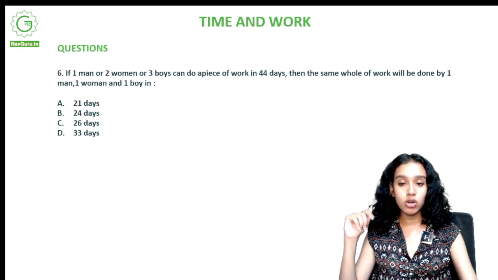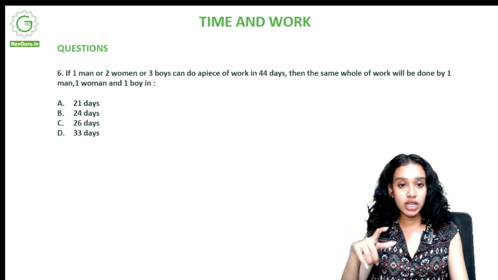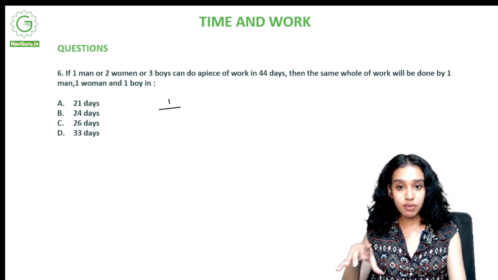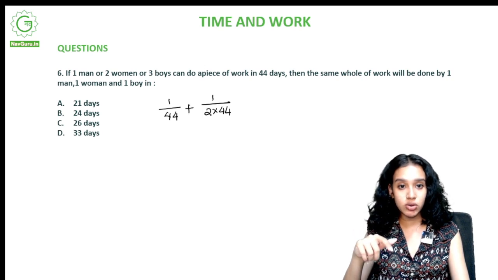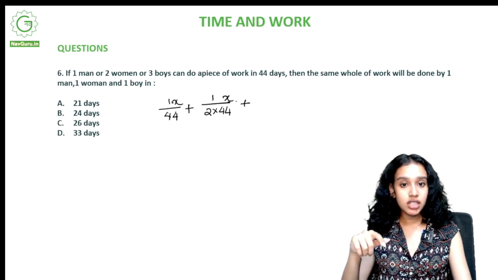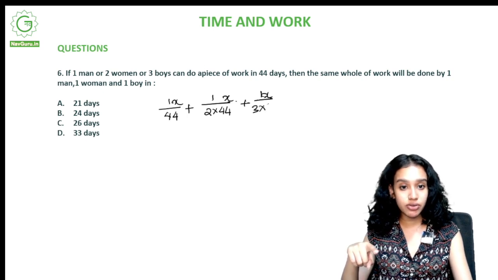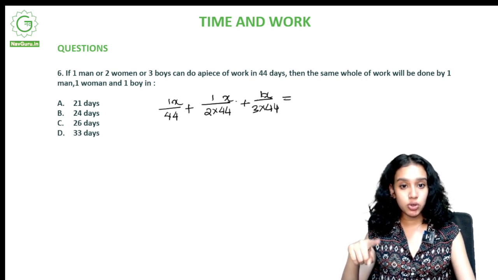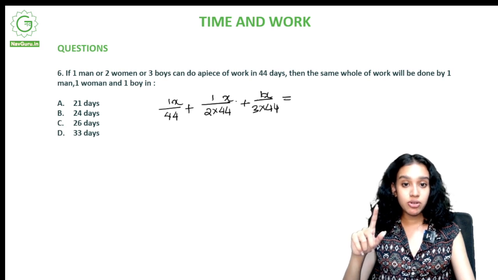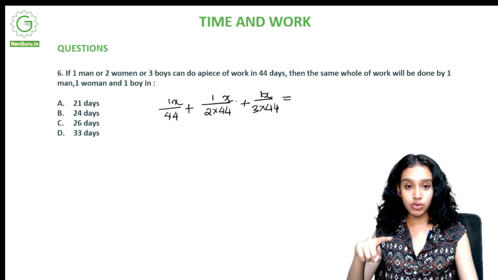Now, if 1 man or 2 women or 3 boys can do a piece of work in 44 days, so the amount of work done in one day would be 1 by 44 plus 1 by efficiency of women would be 2 into 44, right? 2 women are required to do the same amount of work, right? Then this would be x and this would be x, and again 3 boys, 1 by x by 3 would be 3 into 44, right? Now we have to calculate this. We have 1 by 44, 1 by 2 into 44 and 1 by 3 into 44, right?